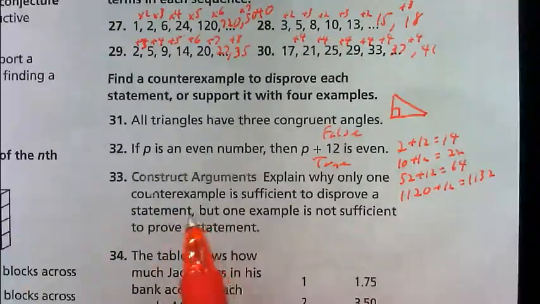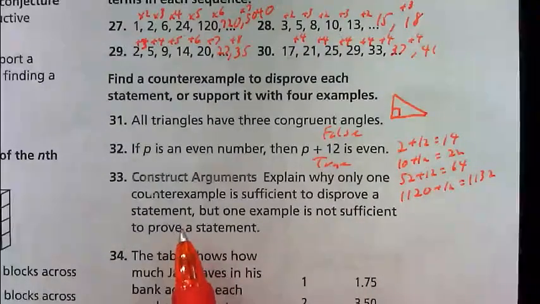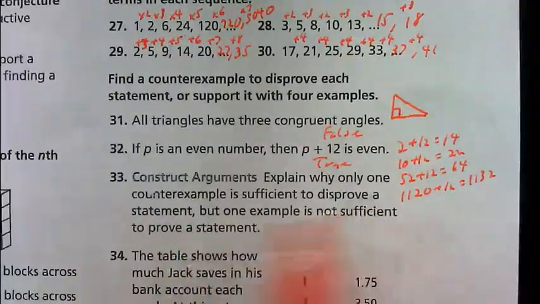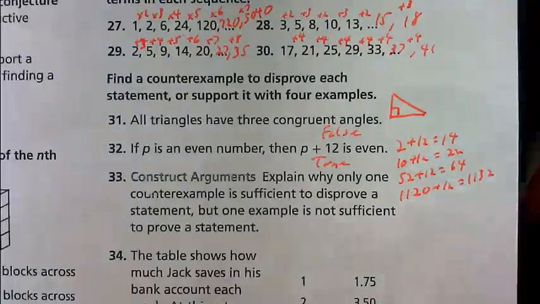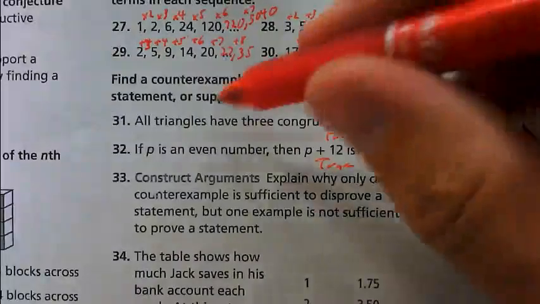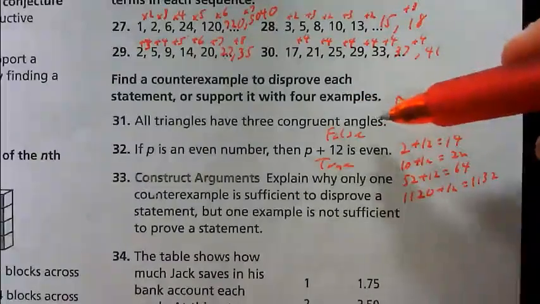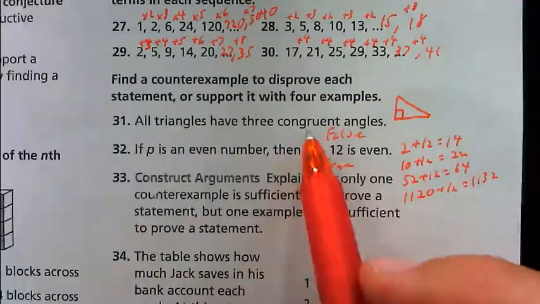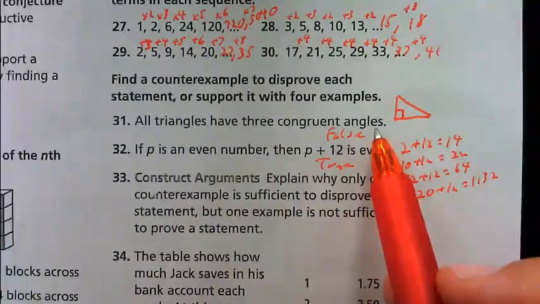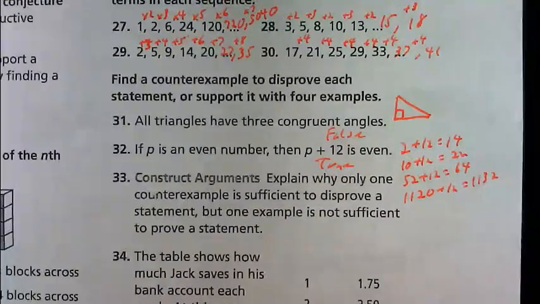Number 33, construct arguments. Explain why only one counterexample is sufficient to disprove a statement, but one example is not sufficient to prove a statement. Well, let's go back to the idea of all triangles have 3 congruent angles. I have a couple of examples that would work for this. I could say on 31 that a regular triangle would have congruent angles, an equal angular triangle would have congruent angles, and an equilateral triangle has congruent angles.